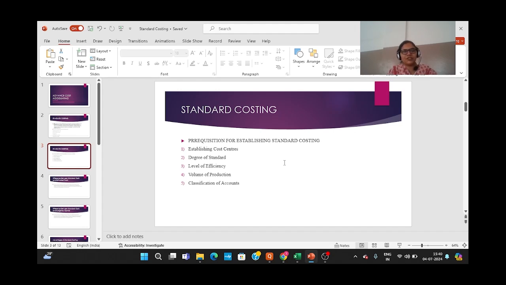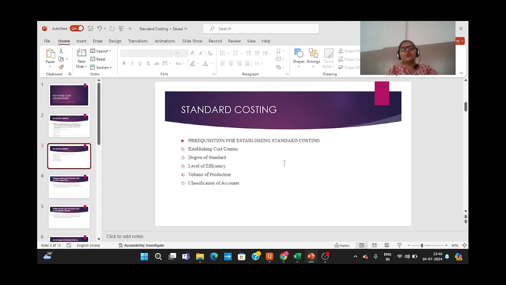Next is level of efficiency. The level of efficiency selected for fixing standards should be attainable with a reasonable standard of efficiency. Fixing too high a level of efficiency cannot be achieved and it will lead to frustration. So any benchmark or level of efficiency set by the organization must be practical and easy to achieve.